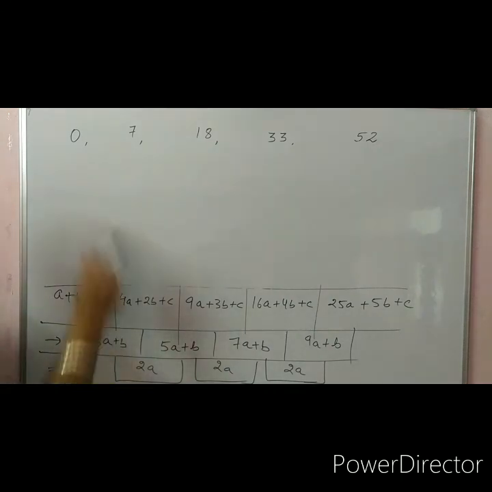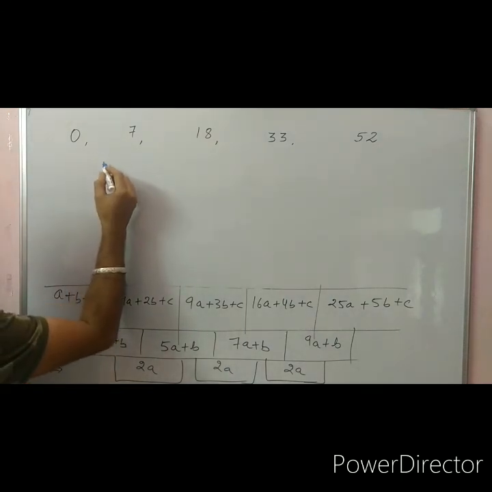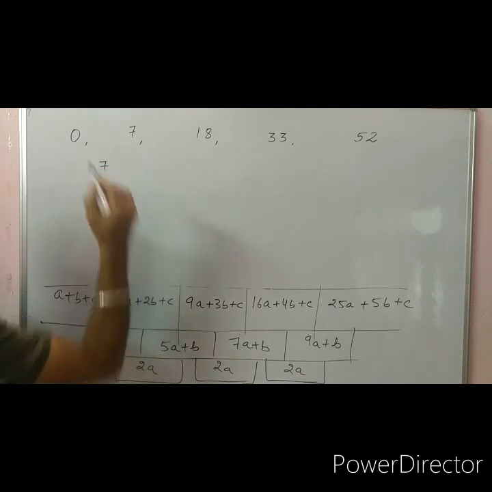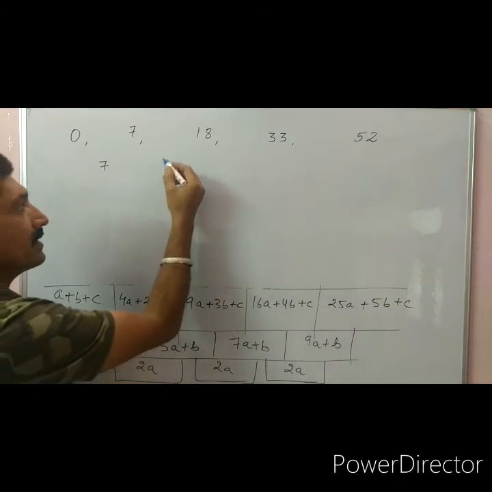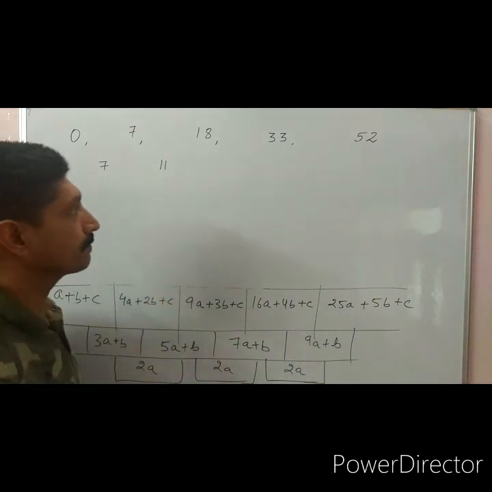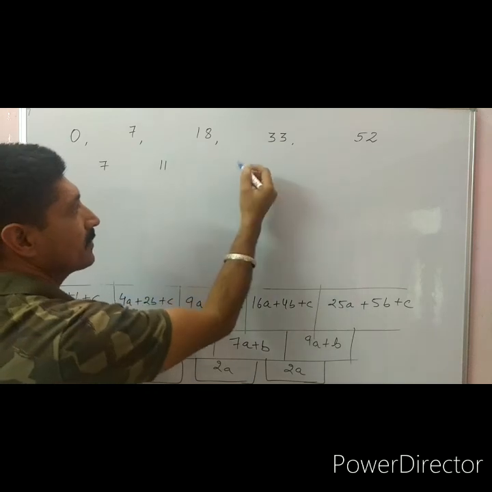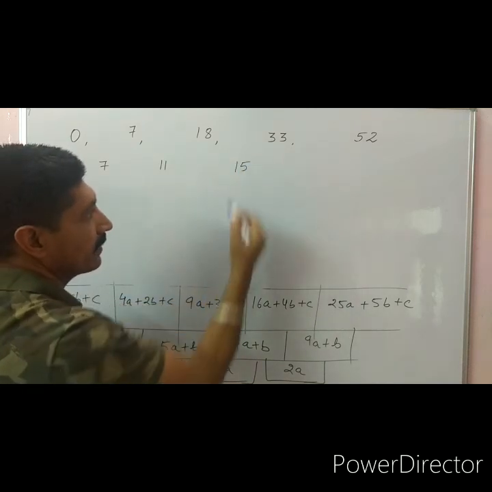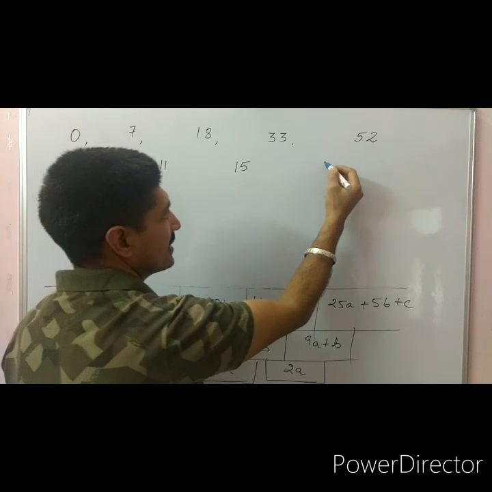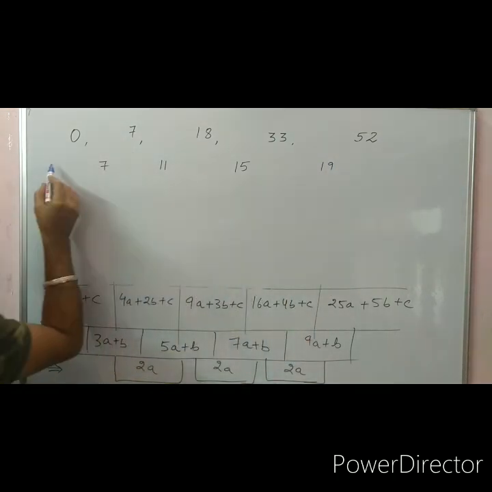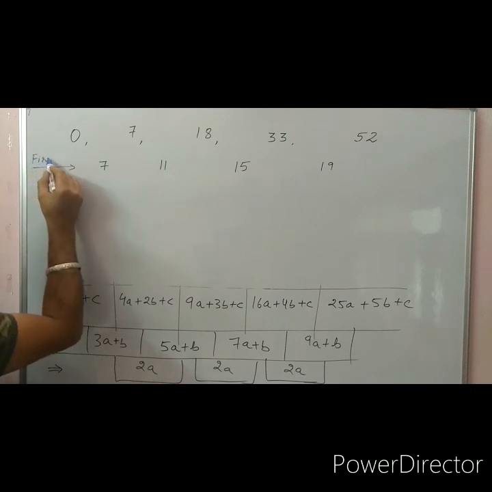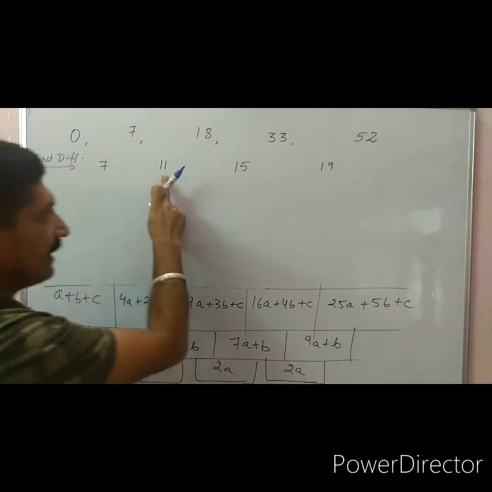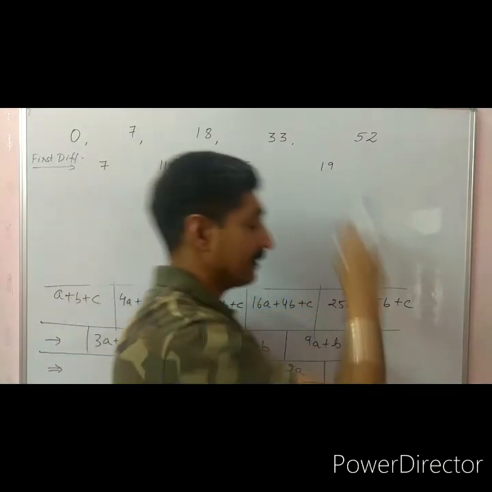Now the first difference here is 7 minus 0, that is 7, 18 minus 7 is 11, 33 minus 18 is 15, and here it is 19. So we have the first difference of the sequence: 7, 11, 15 and 19.